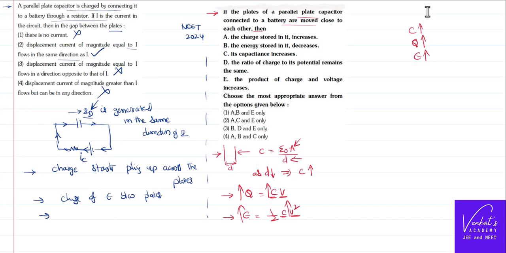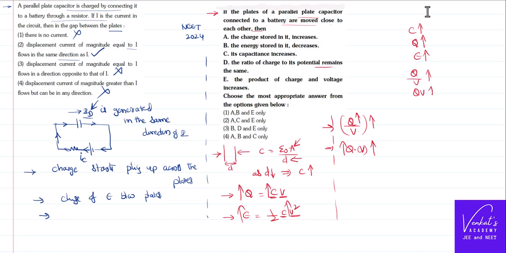Then what happens to Q? Already we have discussed. Now what happens to Q by V? They are the options that we have. A ratio was given, so we need to find out Q by V. Though V is constant, as Q increases, Q by V as a whole is going to increase. Then the product of Q and V, what happens to this? V is constant, but Q increases, so the Q and V product also increases. So Q by V increases, and Q times V also increases.